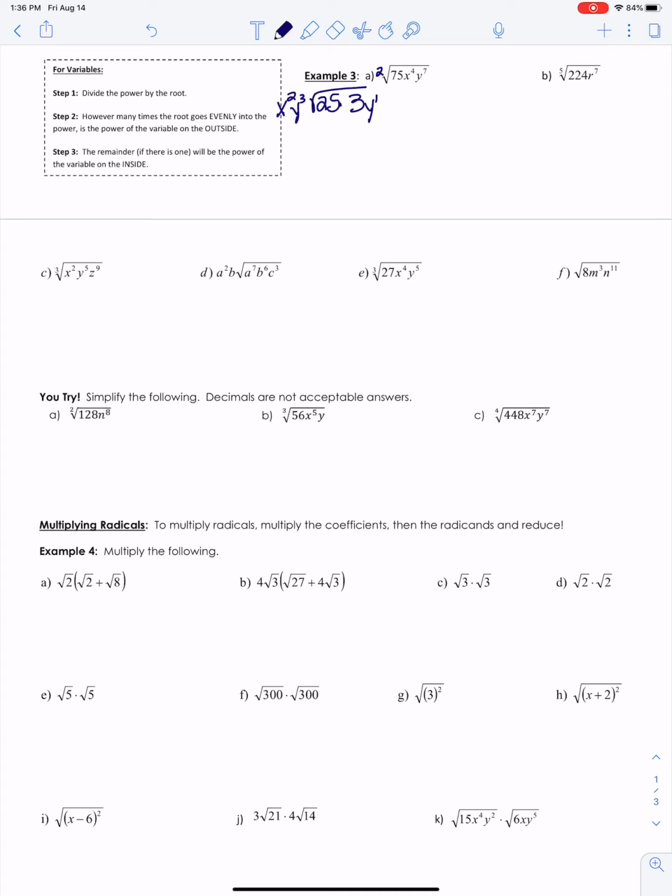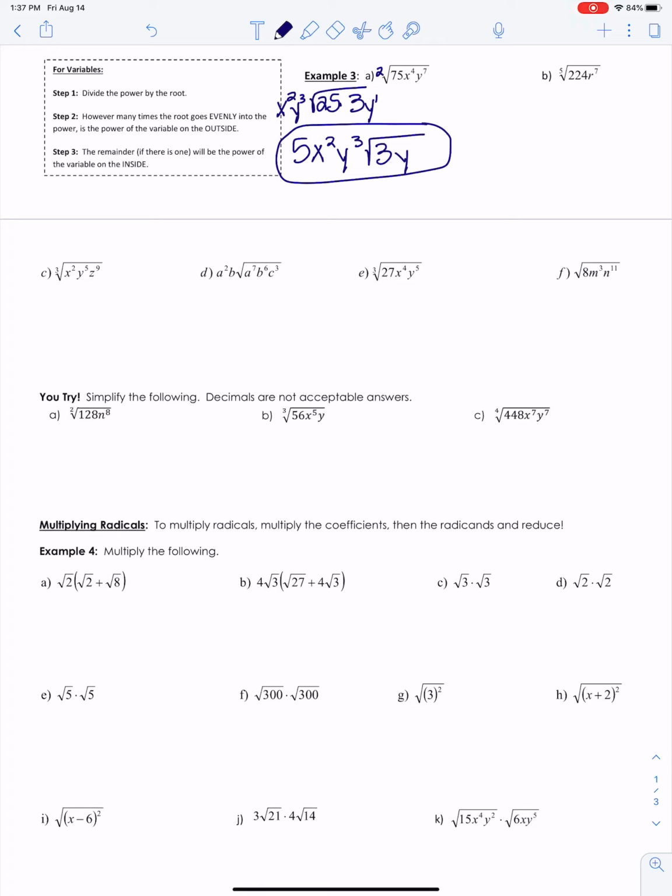And then if I clean this up on the inside, I've got x squared. Oops, actually, I need to do my number first. Always put your numbers out front. The square root of 25 is 5. And then x squared, y to the 3rd. That 3 stays, and the y is going to stay in the radical.